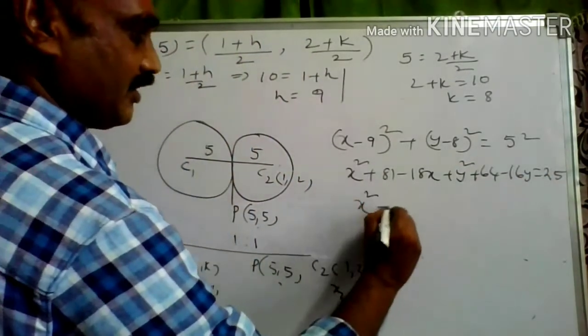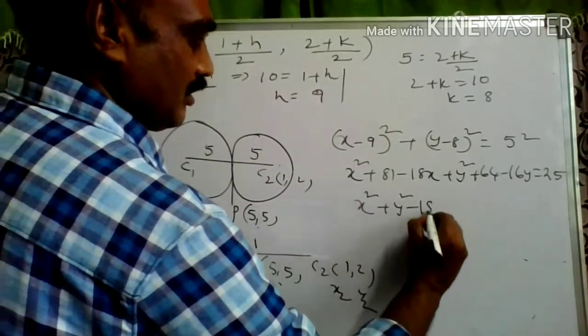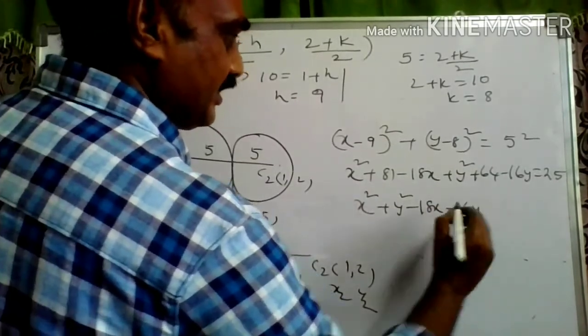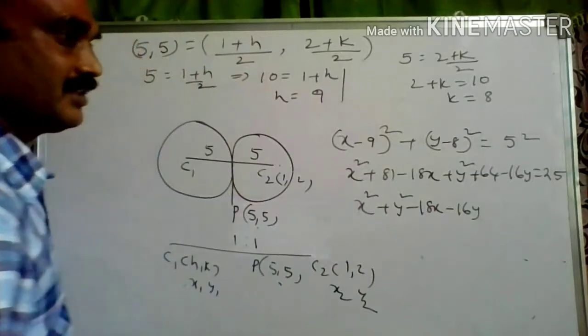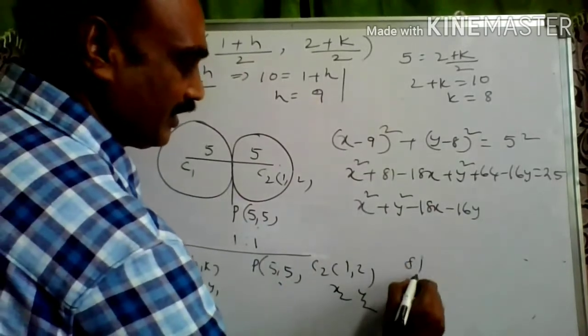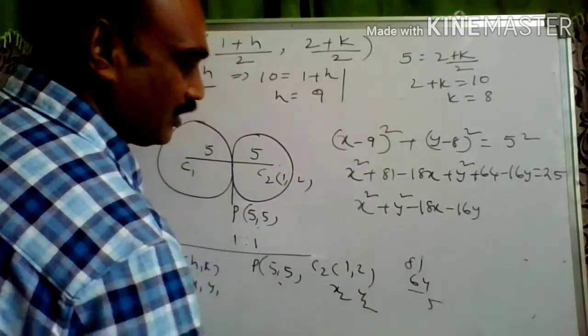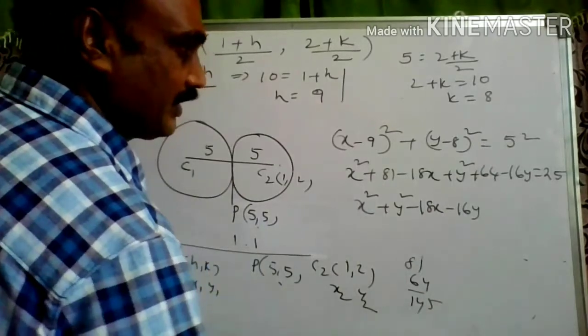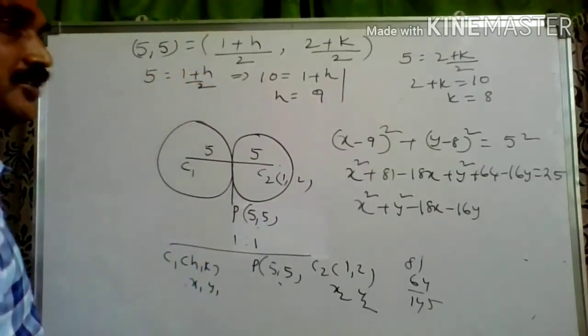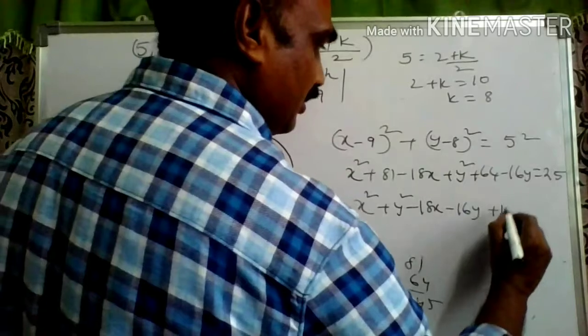So x square plus y square minus 18x minus 16y, plus 81 plus 64 minus 25. What is 81 plus 64? 145. So 145 minus 25 is 120. The equation is x square plus y square minus 18x minus 16y plus 120 is equal to 0.